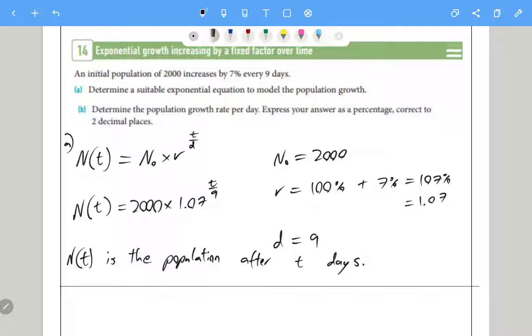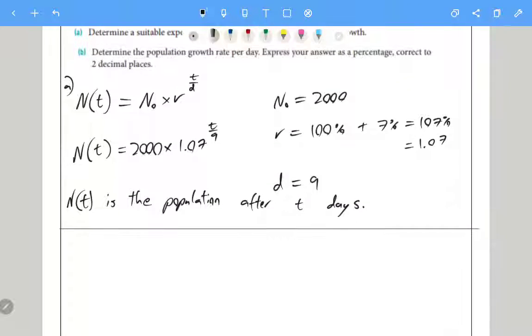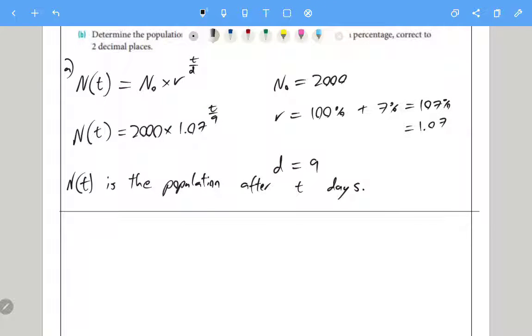Alrighty, let's look at part B. Determine the population growth rate per day. Express your answer as a percentage, correct to 2 decimal places. Alrighty. So essentially, we can rewrite this. Let's start with this. This is our growth rate, 1.07 to the power of t on 9. And I want to write this as 1.07 or something to the power of t.